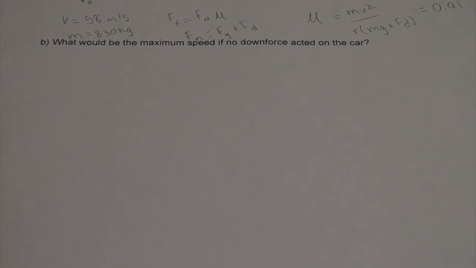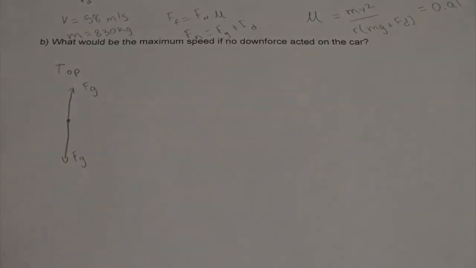Part B asks, what would be the maximum speed if no downforce acted on the car? So now let us draw another top view free body diagram, with the car being this dot. F of n is equal to F of g in this case because there's no external force such as downforce provided to the car.